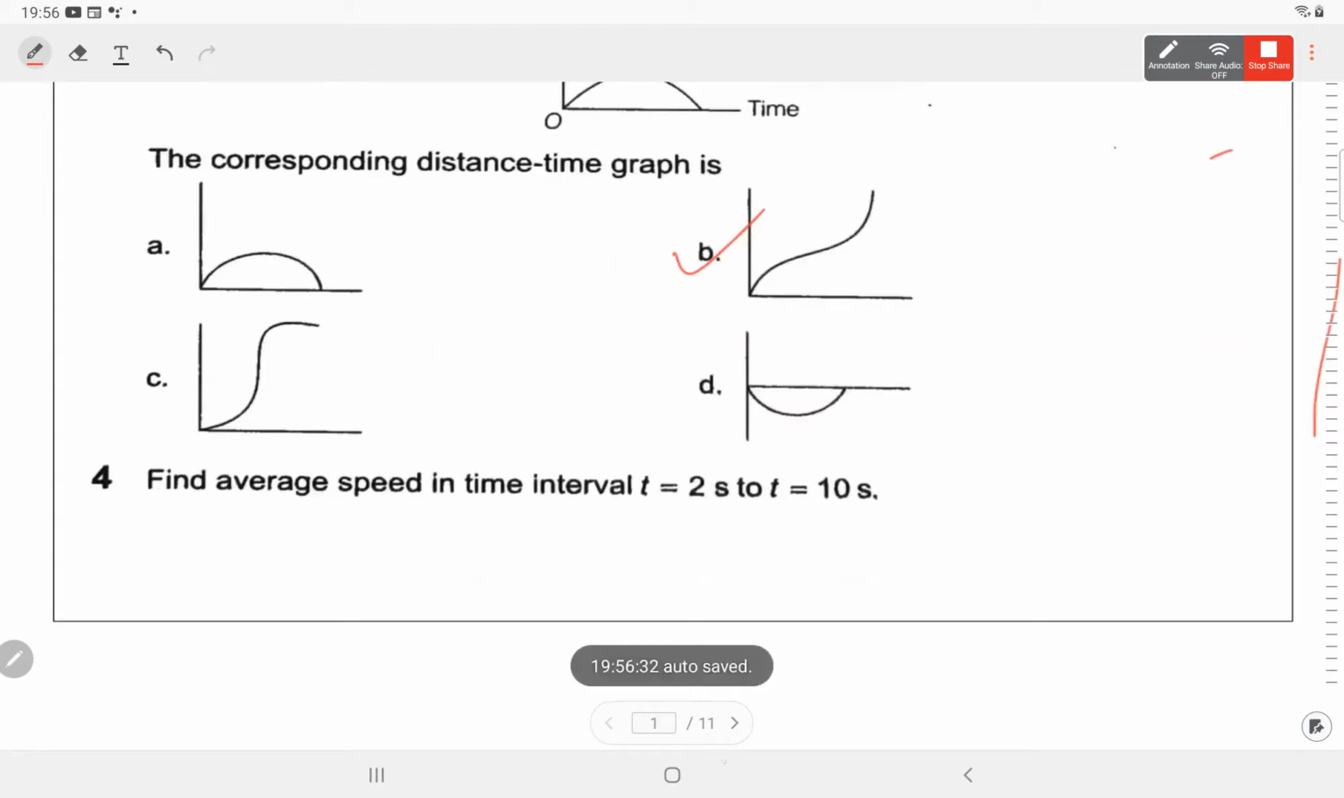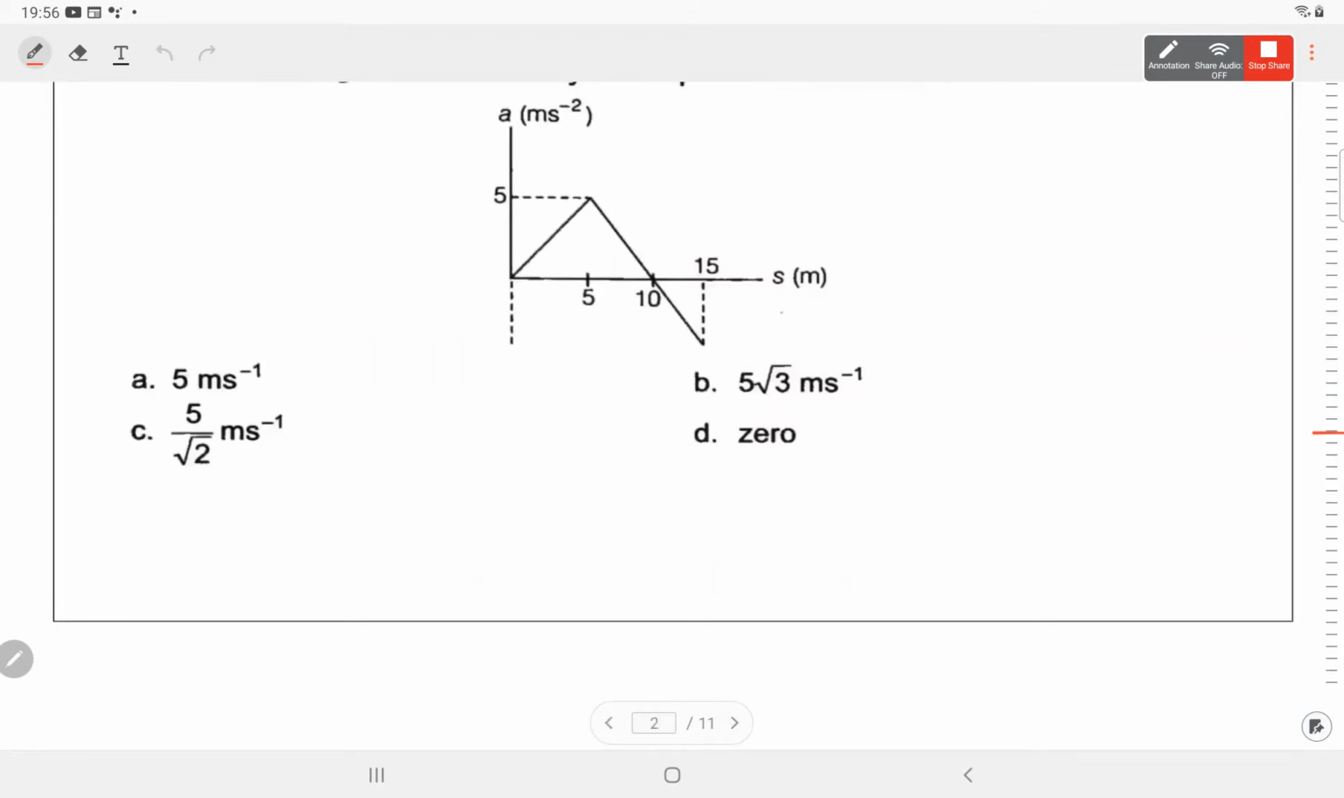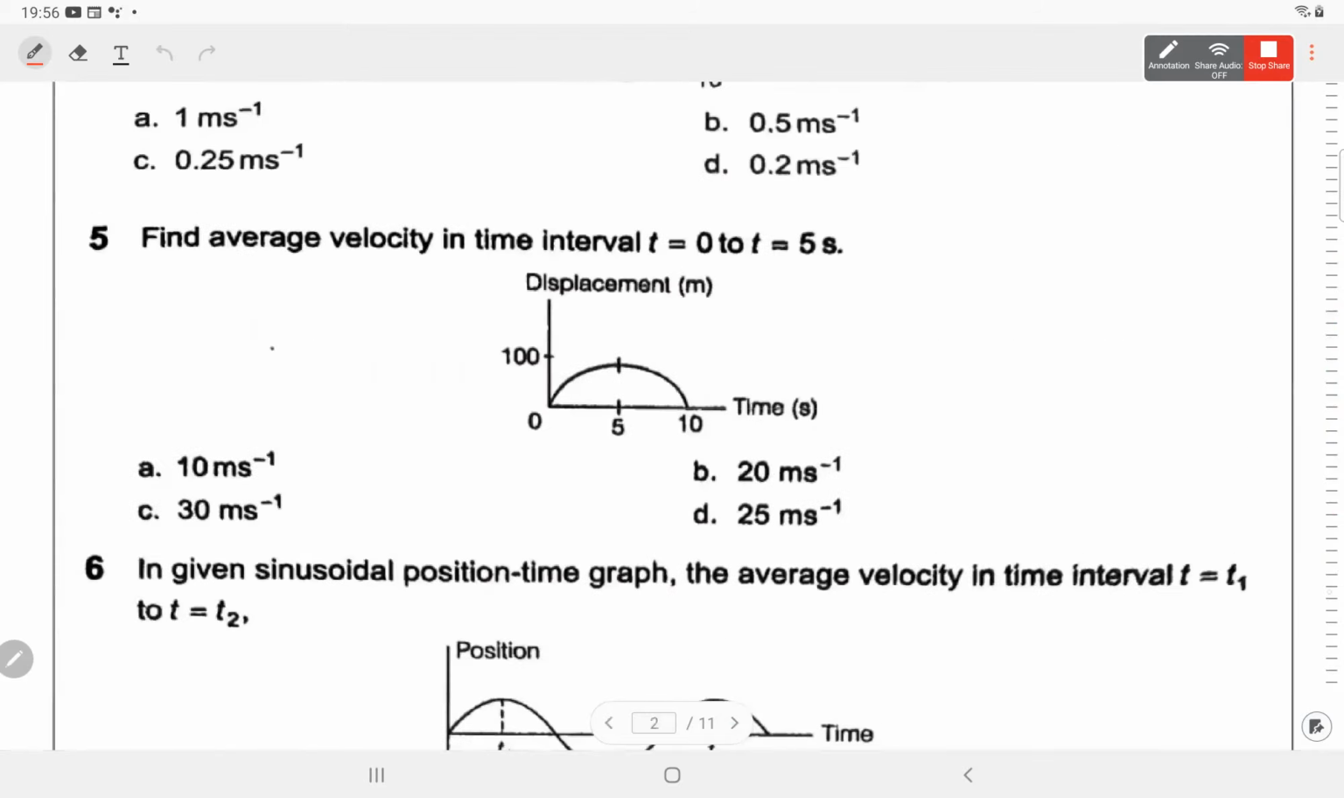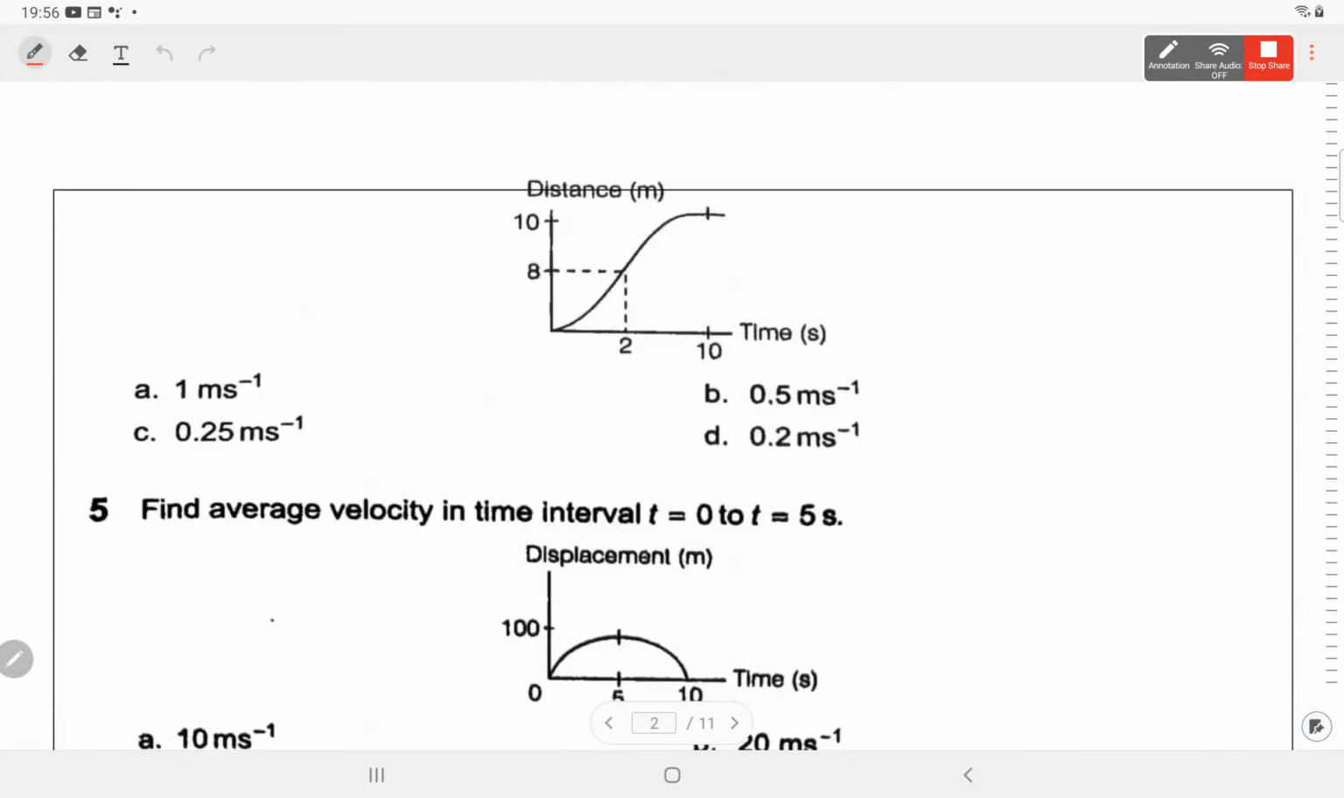Find the average speed in the time interval 2 to 10 seconds. For average speed, what do we do? We draw the initial and final point and find the slope of that line. We don't bother what the graph is, irrespective of the graph. Calculate the slope of the line joining the initial point to the final point. That will be the average velocity. How much is that?